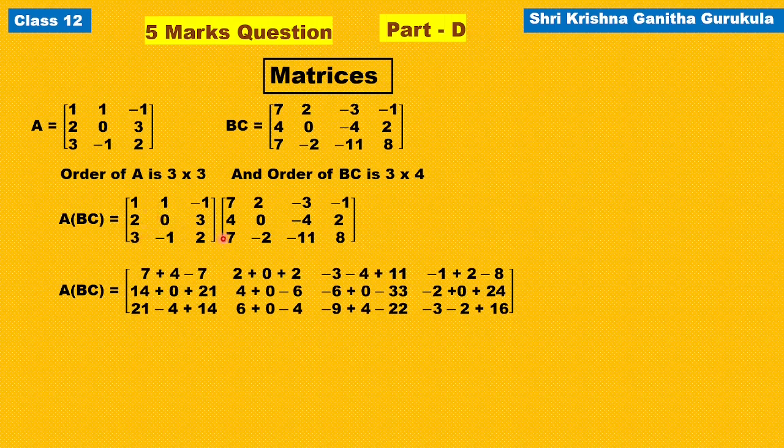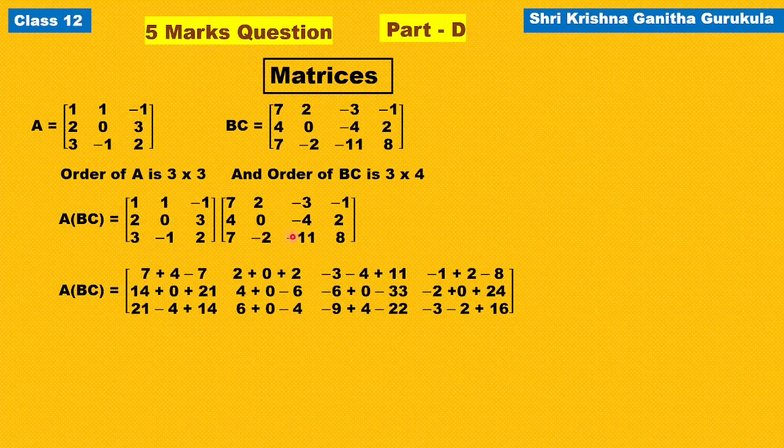We will be considering the third row of the first matrix. Third row and first column, that is 3 into 7, which will be 21. Minus 1 into 4 is minus 4. Then 2 into 7 is 14, which gives us 21 minus 4 plus 14. Then third row with second column. So 3 into 2 is 6. Then minus 1 into 0 is 0. Then 2 into minus 2 is minus 4, which gives us 6 plus 0 minus 4.